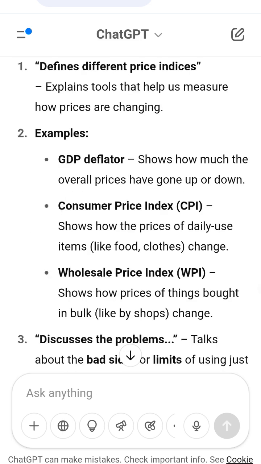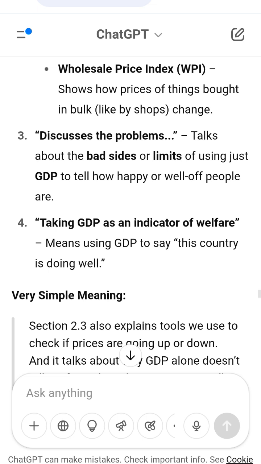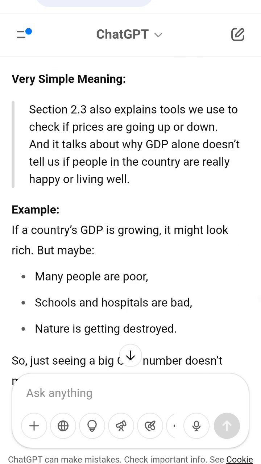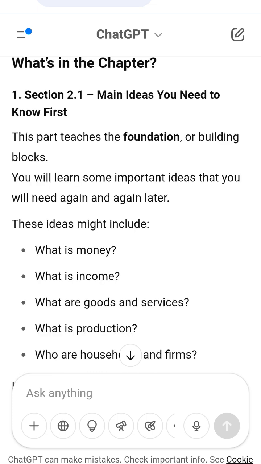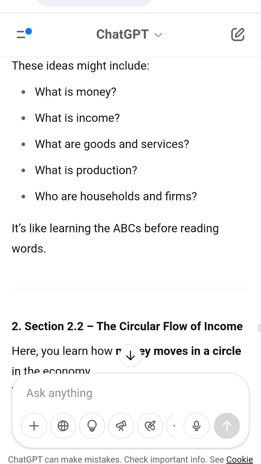5. Also in section 2.3, price indices and real versus fake progress. This part also teaches how prices are rising or falling in the economy. These tools are called price indices, and they include GDP deflator, which tells how overall prices are changing. CPI, Consumer Price Index, tells how much normal people are paying for things like food, clothes, and rent. WPI, Wholesale Price Index, tells how much prices change for goods sold in big amounts to shops.